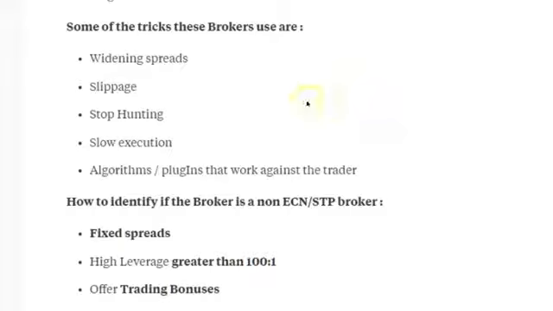So essentially, and I'm sure a lot of you will have seen that this actually occurs in your everyday trading, they'll widen spreads, cause large amounts of slippage, stop hunting, slow execution, so they slow the feed right down. And then there are algorithms written into the MetaTrader platform, or plugins that they can put onto the platform, that will work against you as the trader and cause you to lose on your trades or have less of a profit on your trades.